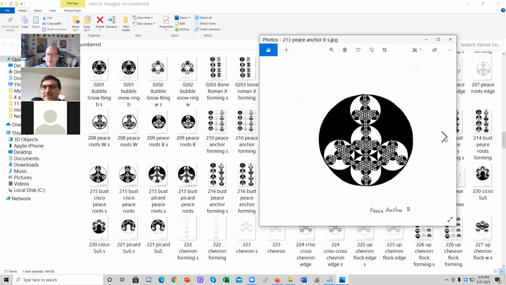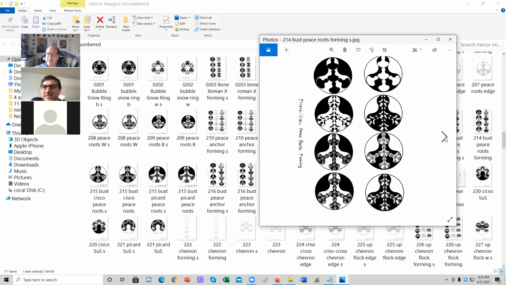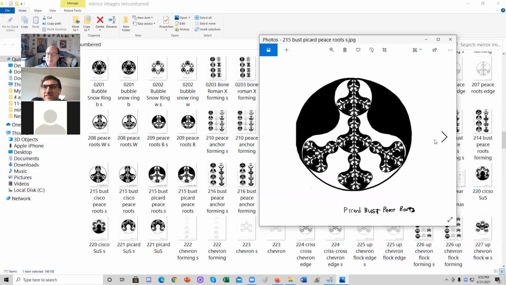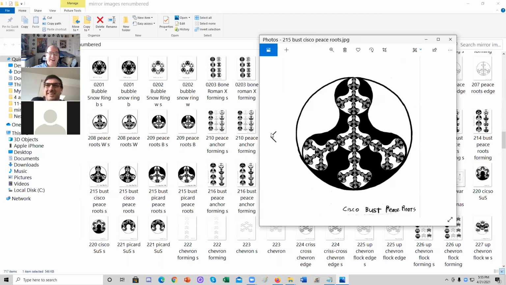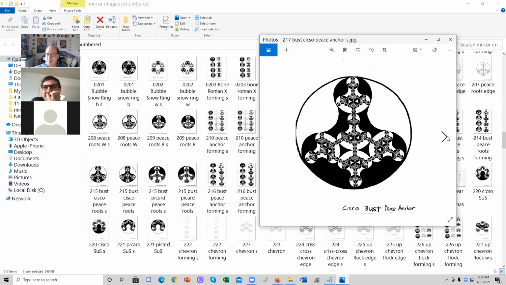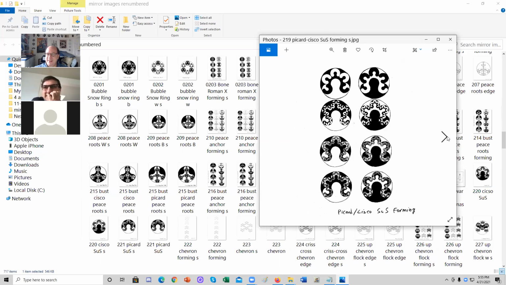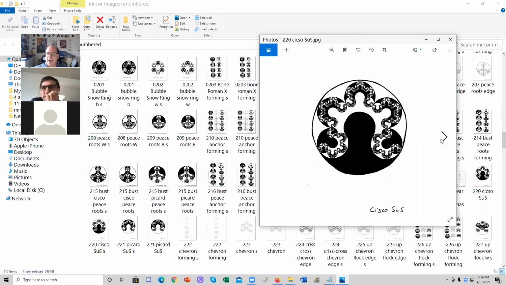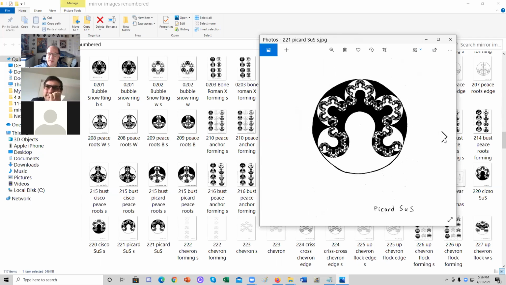Yeah. And once I made one, it made me think that this one looked like Jean-Luc Picard, and this one looked like Cisco. Right. So Cisco bust peace roots, Picard bust peace roots, and here's Cisco bust peace anchor, Picard bust peace anchor, whatever. Oh, these ones, yes. Those are cool. Yeah, look at that. Whoops, sorry, that was an accident. This one I call Cisco Sus because it's kind of an S shape, but I also call it Cisco strip, and this one's Picard strip.